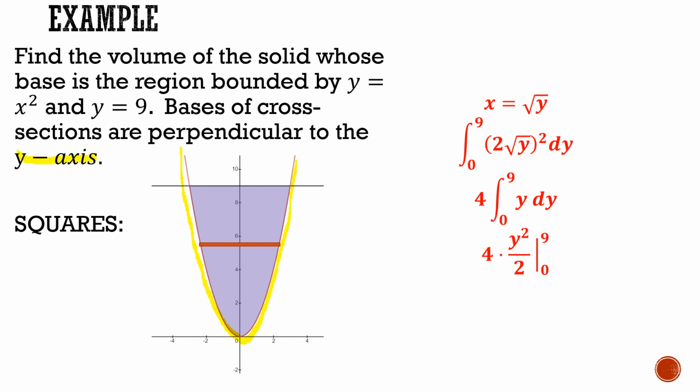All right, so I'm going to integrate this. I get 4 times y squared over 2 from 0 to 9. Plug in my bounds and simplify. I end up with a final answer of 162.